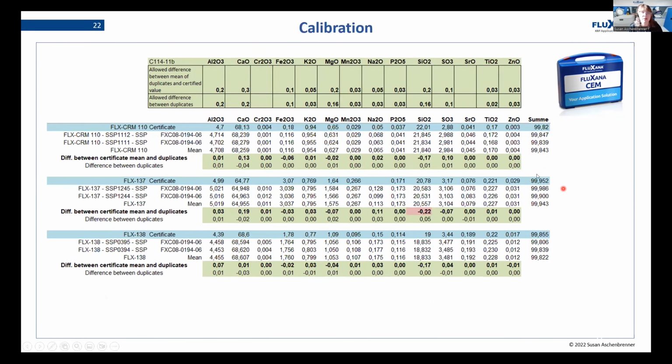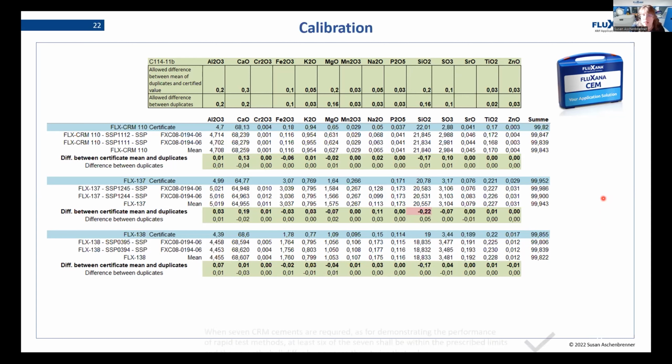But we need 7, so here's 3 more. And here you can see that for 1 CRM, my silicon dioxide trueness value is a little bit off. But when I compare it to all the other 6 reference materials I measured, then I see that most of them are within their tolerance limits.